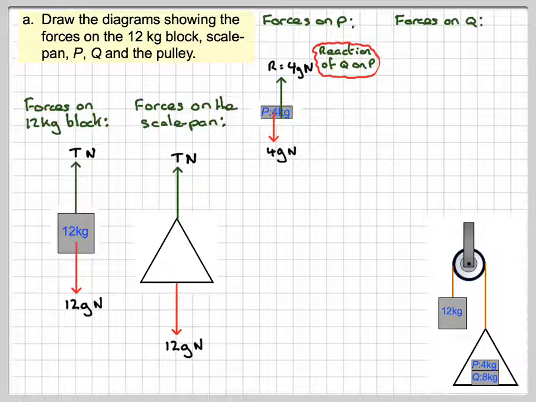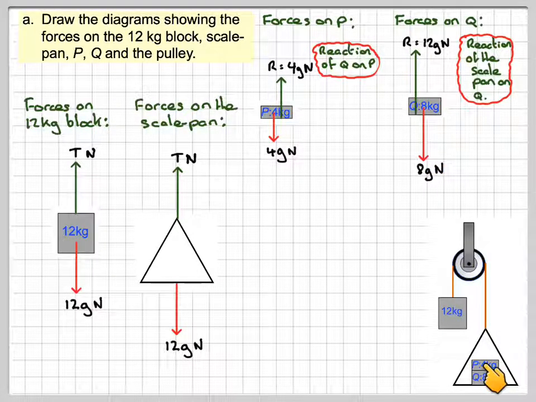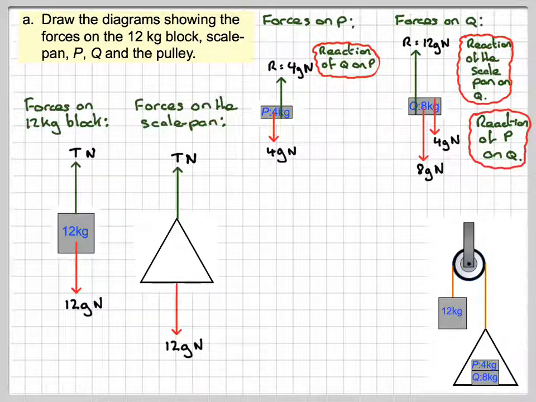Forces on Q. So here Q is 8 kilograms. So we've got a force of 8G newtons acting downwards. We've got a reaction force of 12G newtons, because all of this is acting on the 4 and the 8, so we're going to have a 12G newton force acting down, and then also a reaction force acting downwards, 4G newtons of P on Q.